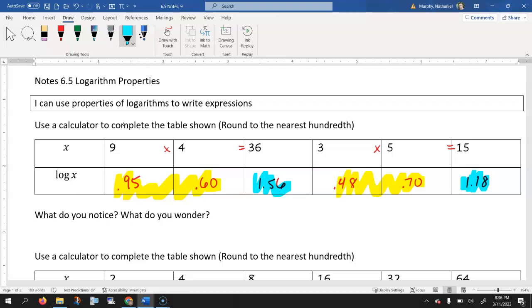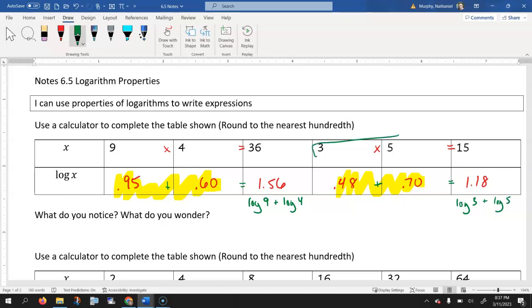Well, maybe what you're starting to see is that when you add these two values, it equals this value. And when I add these two, it gives me this value. In other words, let me just erase some of these highlighters. What we have here, the 1.56, represents the same as the log of 9 plus the log of 4. And the 1.18, that's equivalent to the answer that we got for the log of 3, plus the answer that we got for the log of 5.